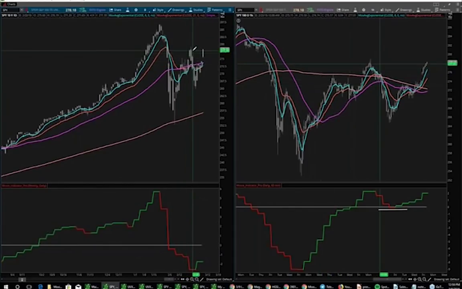I also knew that back here. You see this little pop up here? I knew that wasn't going to work out because look where our indicator was, below zero. That never had a chance. And this is how you make sure that you don't get into false trades.